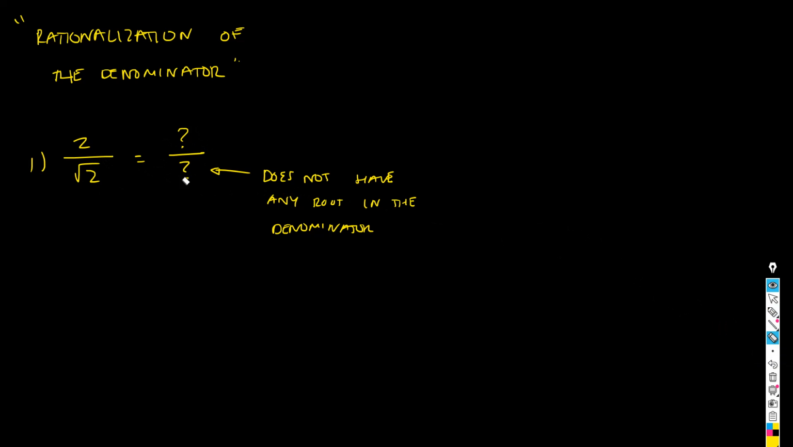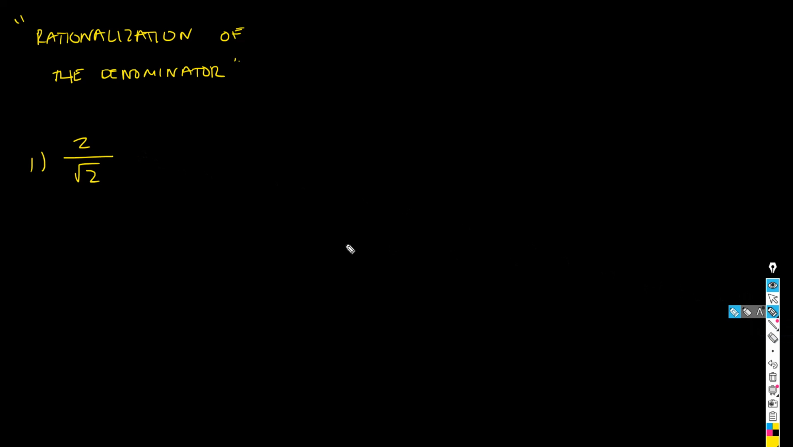How can I get an equivalent fraction to this, but with the property that it doesn't have any root in the denominator? What we do is very simple. You're going to multiply the fraction's numerator and the fraction's denominator both by the same number, in this case the root. I'm going to do it in blue. I'm going to multiply the 2 times the square root of 2 and the square root of 2 times the square root of 2.